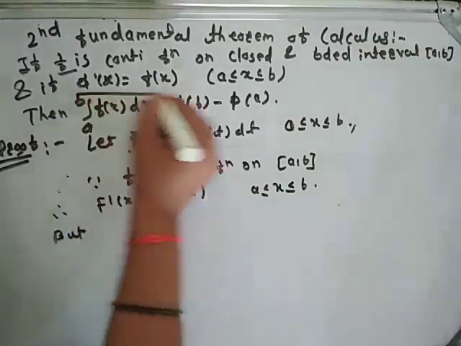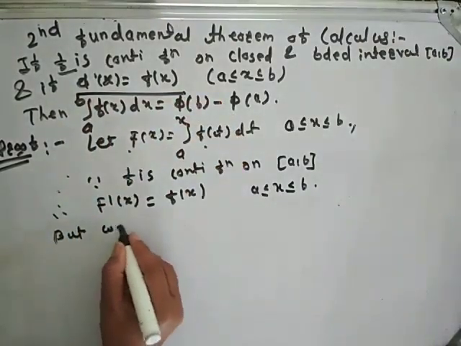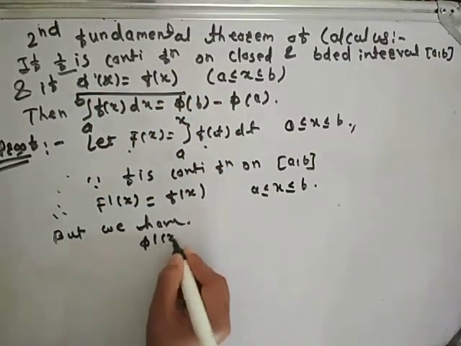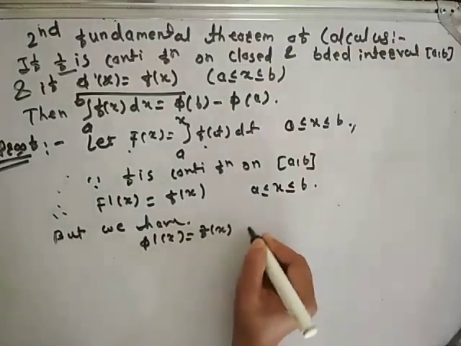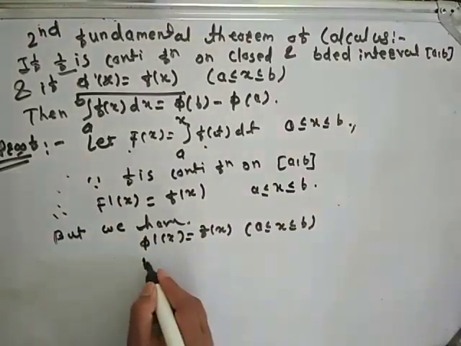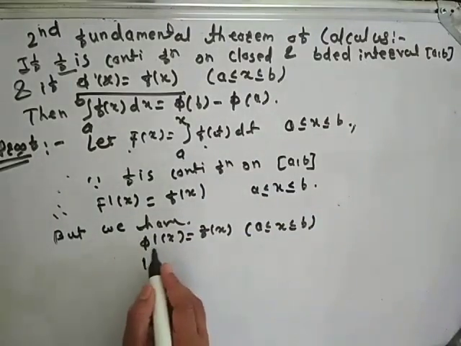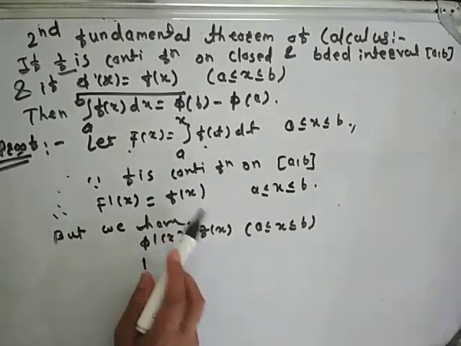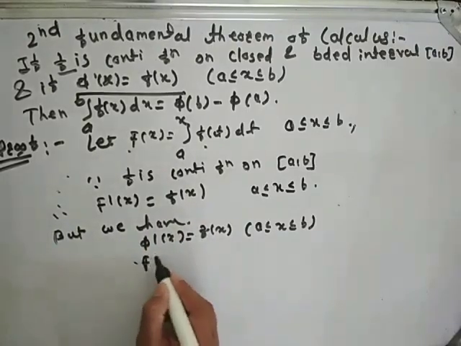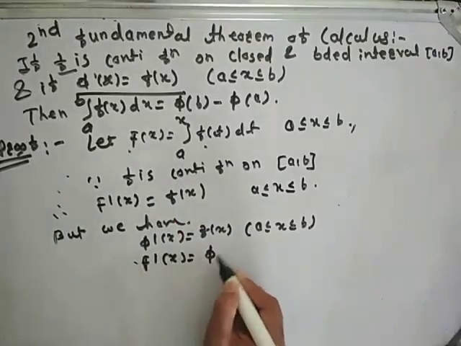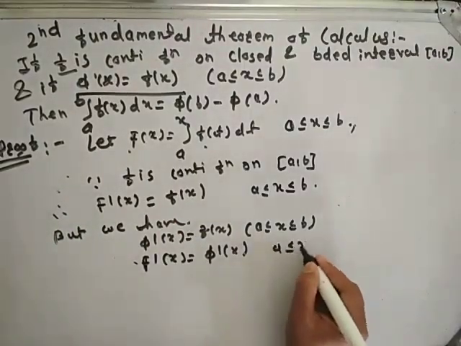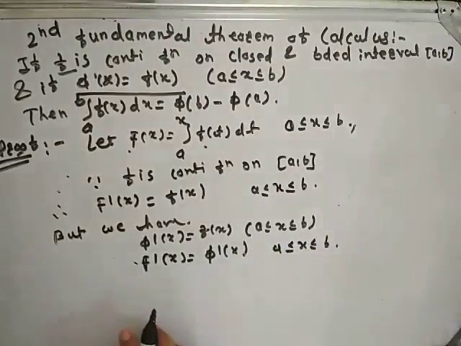Here in the hypothesis we have been given that phi dash of x is equal to f of x, for a less than or equal to x less than or equal to b. Therefore, see here, the RHS of these two equations are the same, that's why the LHS are the same. F dash of x is equal to phi dash of x, for a less than or equal to x less than or equal to b.